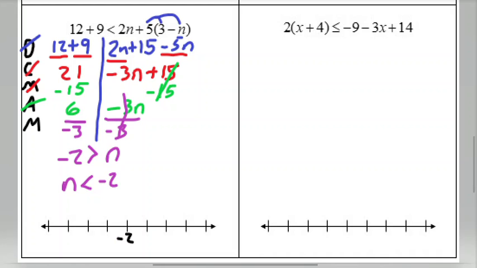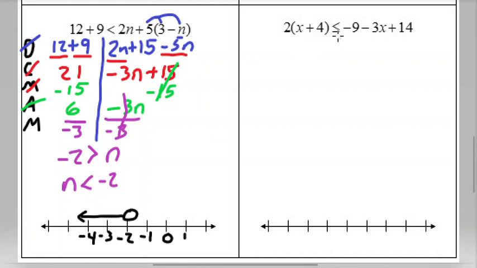So on my number line, I can put negative 2, put some numbers that are bigger and some numbers that are smaller. Then I'm going to put a circle on negative 2 because that's my answer. There's no equal to sign underneath, so it's going to be an open circle, and it's less than, so that means I'm going to draw my arrow to the left. And that's my answer to this long inequality.